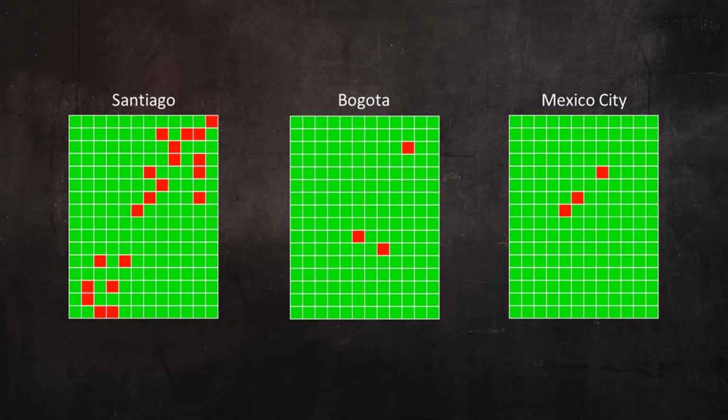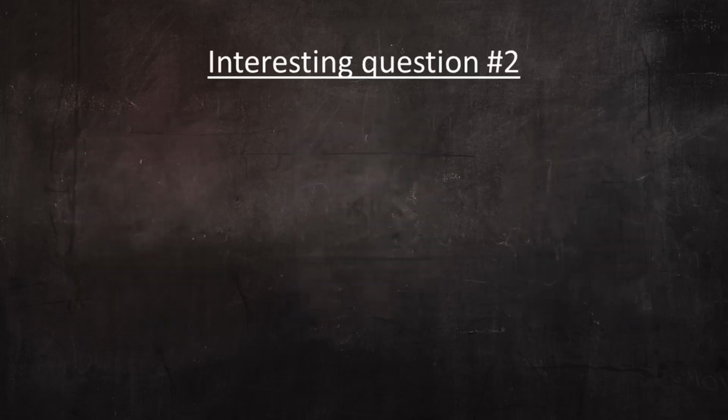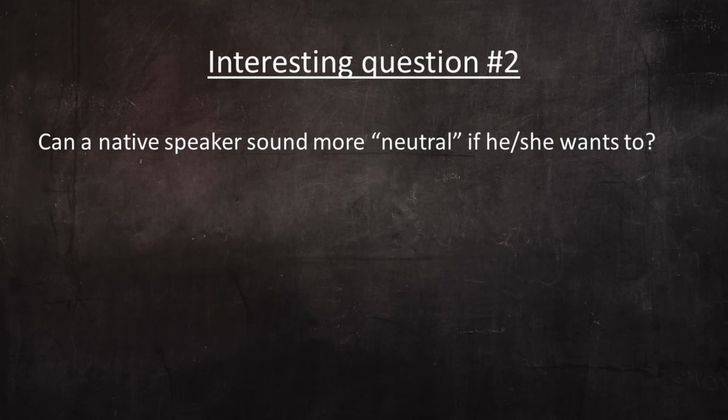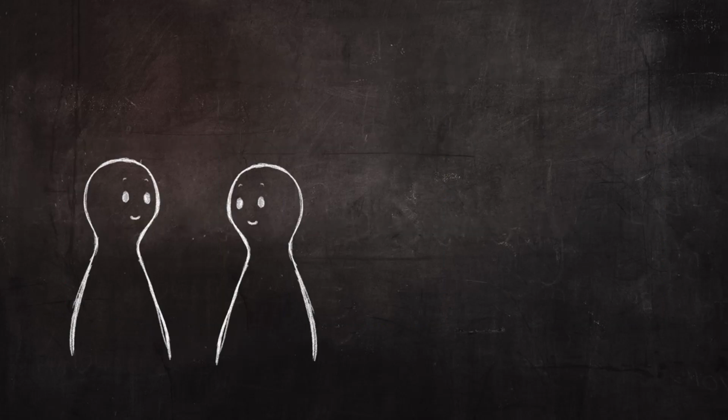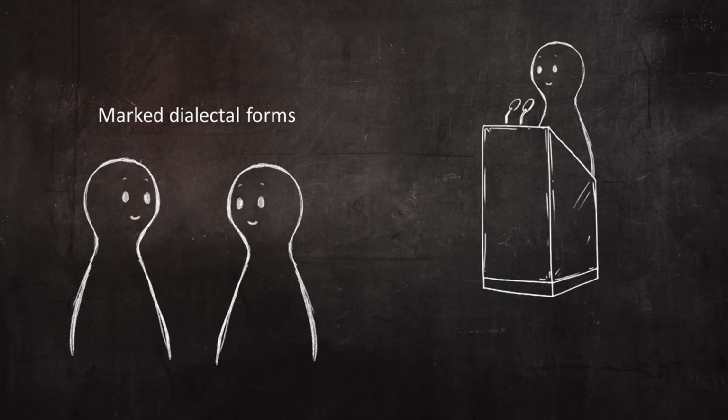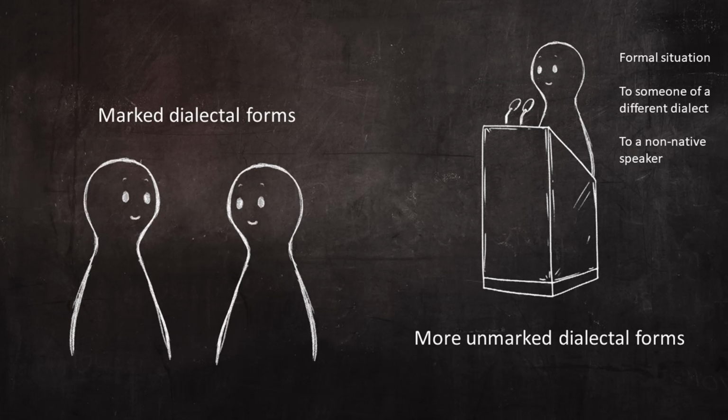There are Spanish dialects that have few marked dialectal phonological forms, some that have some intermediate number, and some that have a large number. Another interesting question is, can any given native speaker sound more neutral if he or she wants to? Yes, not only is this possible, but it happens all the time without people even thinking about it. When speaking casually with another native speaker of the same dialect, people employ all their marked dialectal forms. But when speaking slowly and enunciating carefully, for whatever reason, maybe when speaking in a formal situation or with someone of a different dialect, or especially with a non-native speaker, people intuitively switch to more unmarked forms. They do it without even thinking about it.